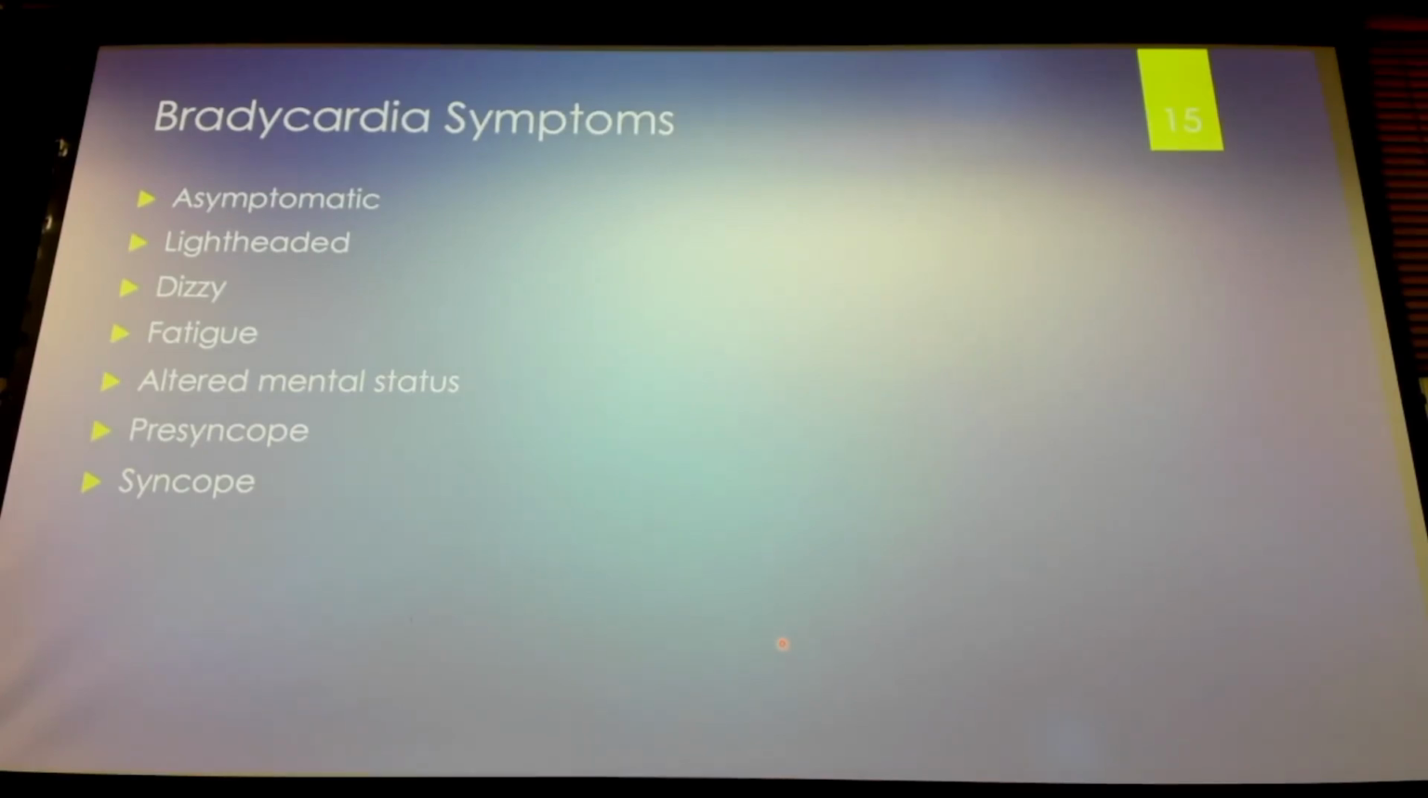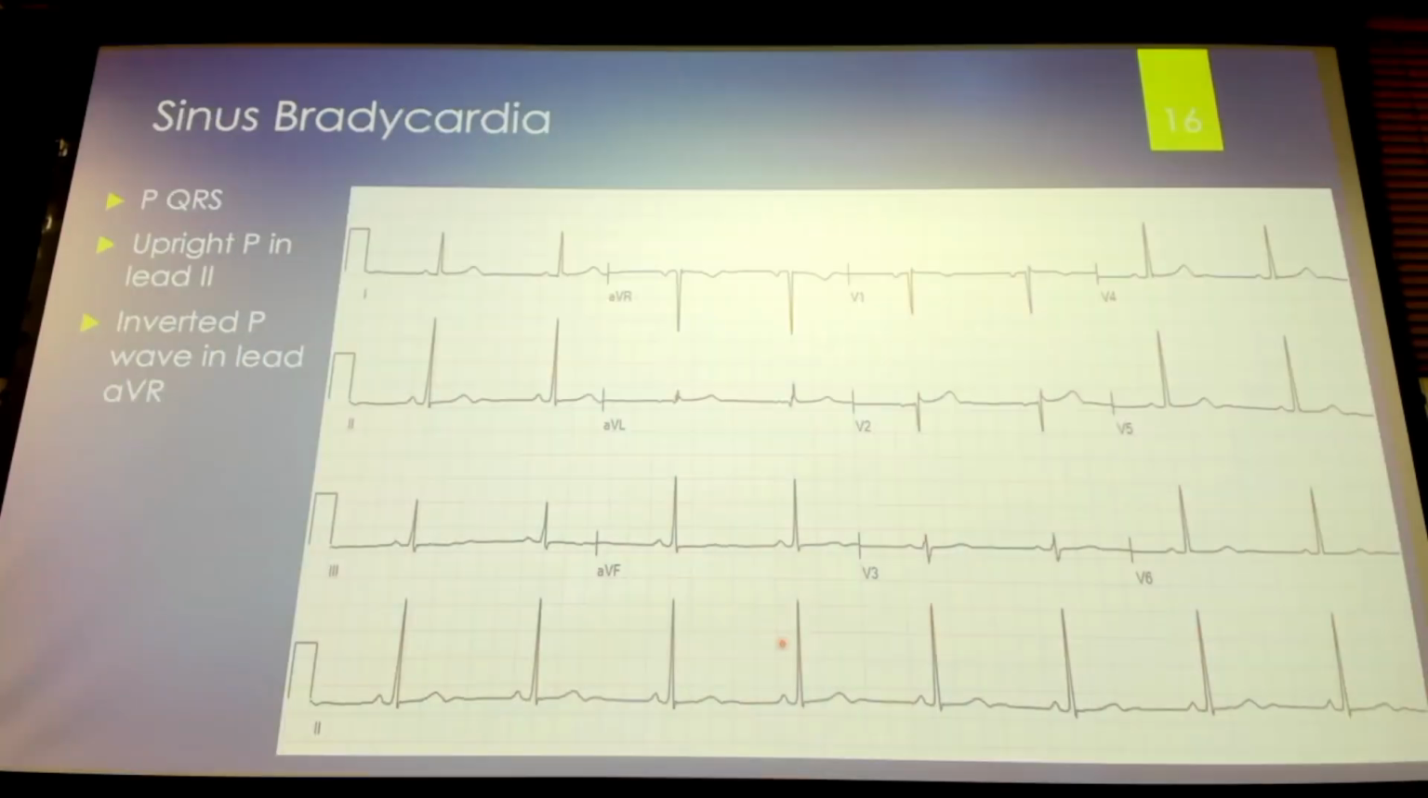So how might these patients present? Well, they could be asymptomatic. They could be lightheaded, dizzy, feel like they're going to pass out, or they could have passed out. And you might have altered mental states, especially in an older patient whose heart rate is 20 or 30. Anybody who has a heart rate of 20 or 30 might have altered mental states.